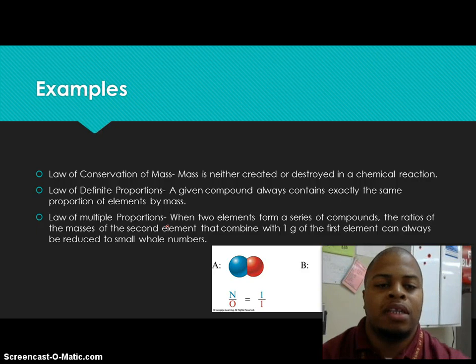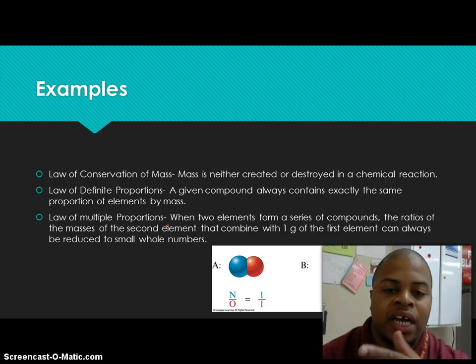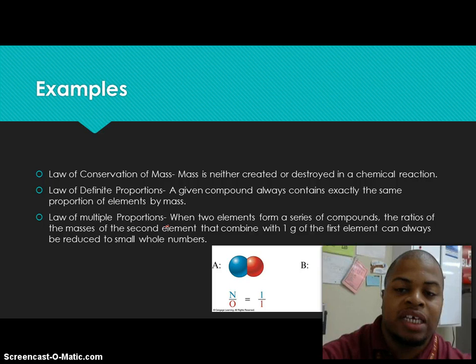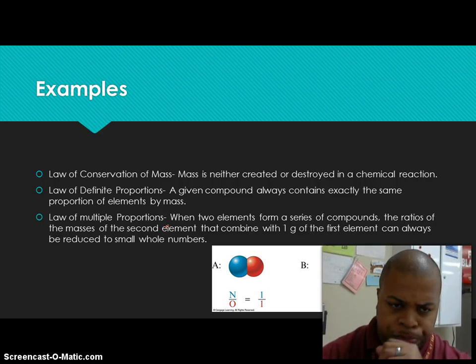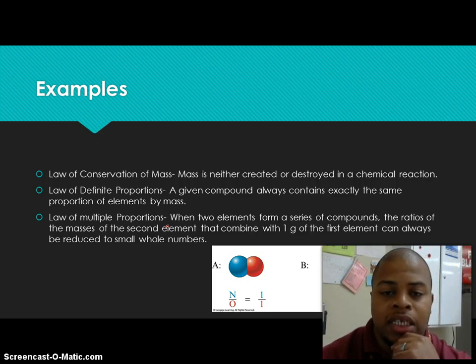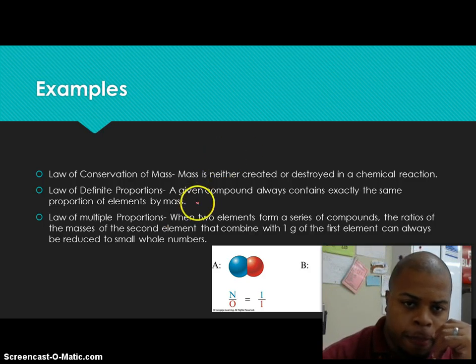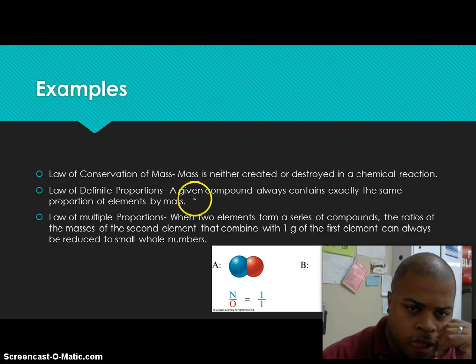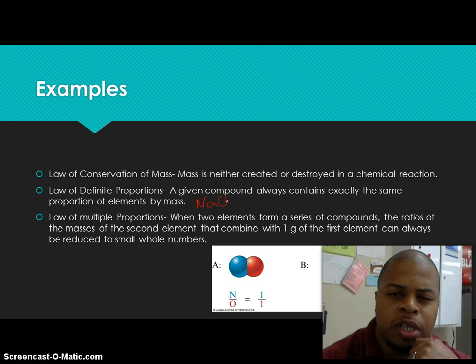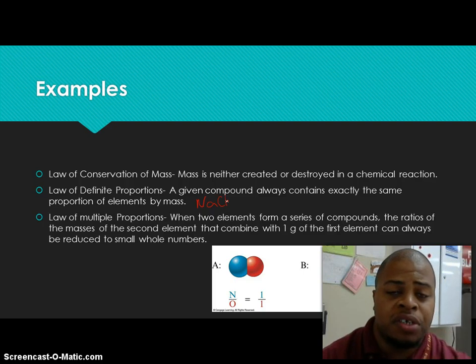Now, what about the law of definite proportions? A given compound will always contain exactly the same proportion of elements by mass. What does that mean? If I'm writing and I have sodium chloride, every single formula unit that I have of sodium chloride will be composed of the same amount of material, the same mass of sodium, the same mass of chlorine.